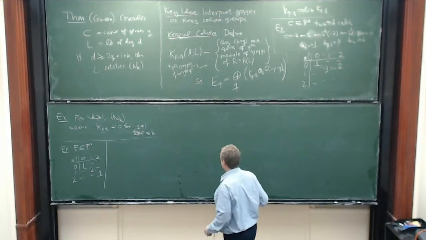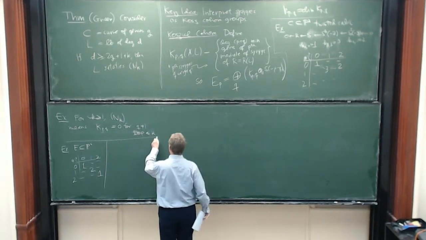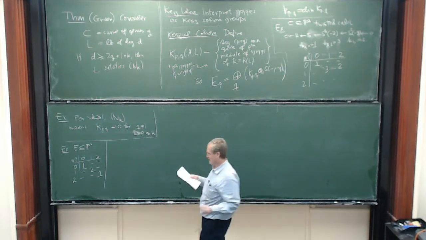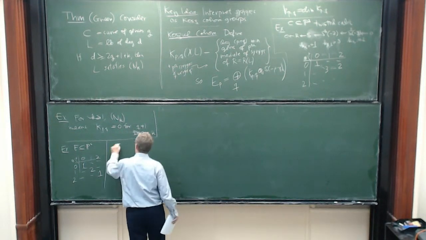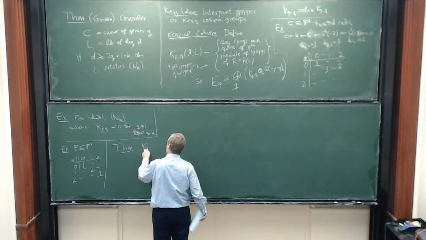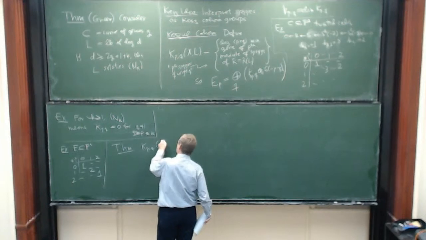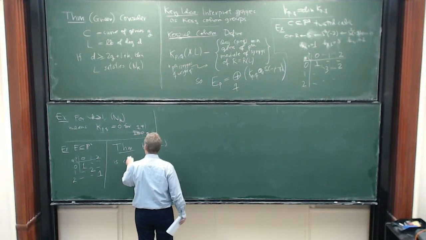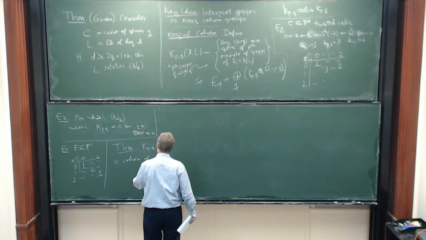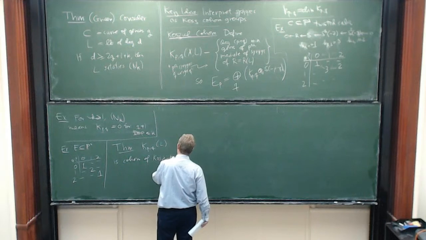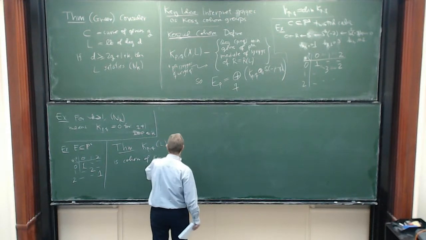Now, what's the basic thing that lets you do anything with these things? The basic fact is that there's a way to compute these things as Koszul cohomology groups. So the little proposition or theorem here is that K_{p,q} of L is the cohomology of a Koszul type complex, hence Koszul cohomology.